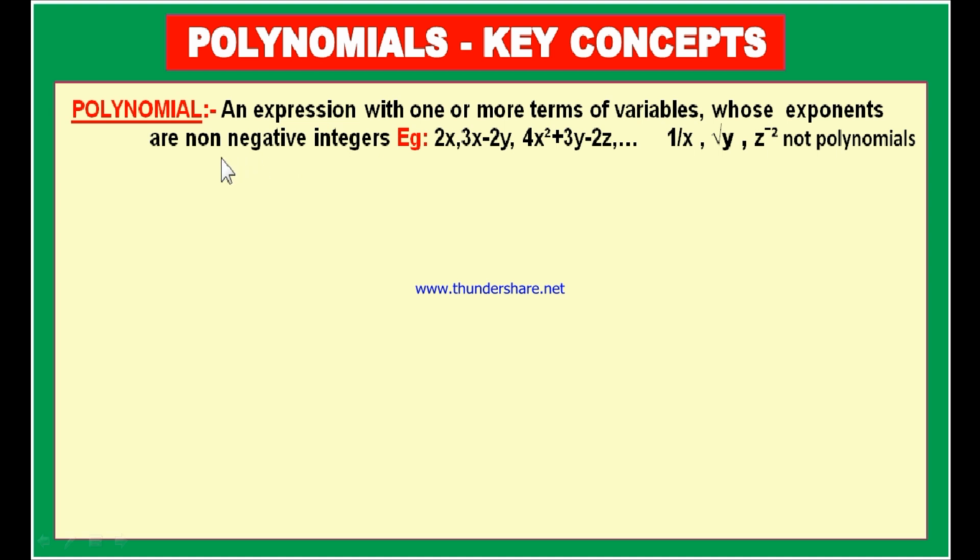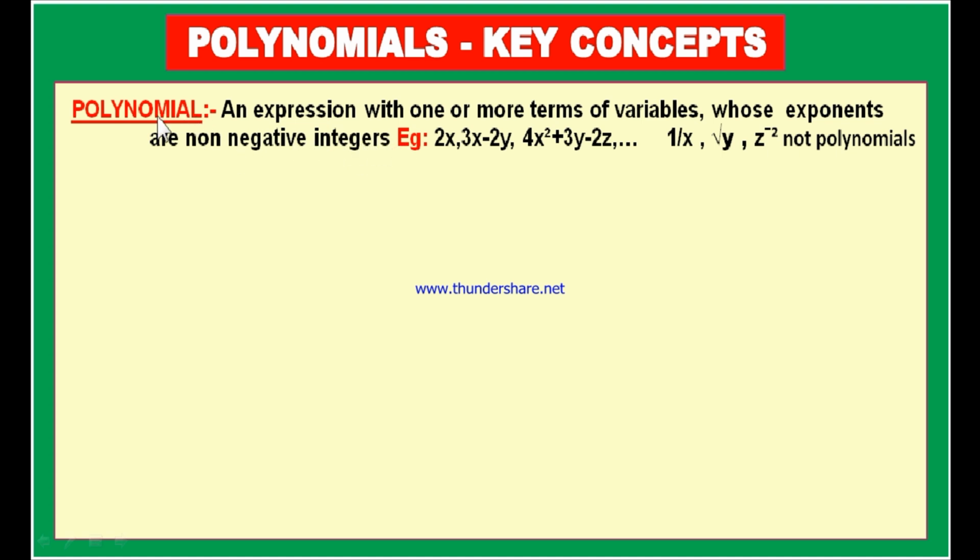Now, non-negative integers may start from 0. You exclude negative integers from total integers, then you will get 0, 1, 2, 3, 4 and so on. 0 is neither positive nor negative. Therefore, 0 is a non-negative integer. Similarly, 1, 2, 3, 4 also are non-negative integers. But 1 by 2, 3 by 4 are not integers. Please keep in mind.